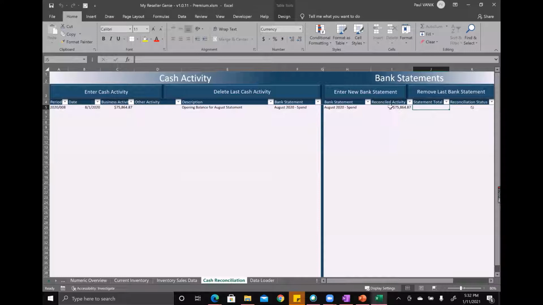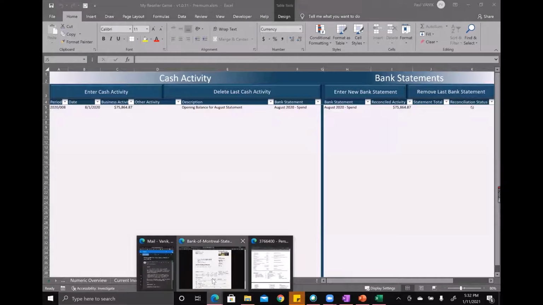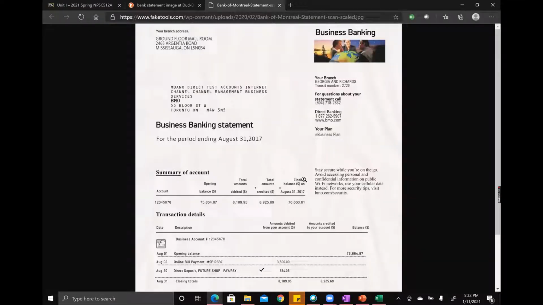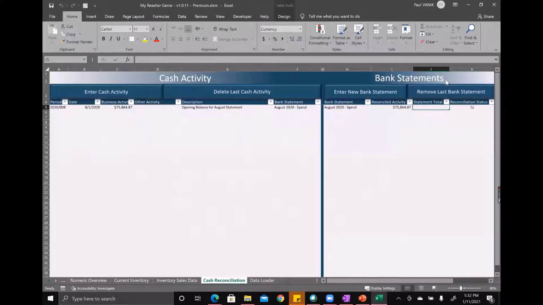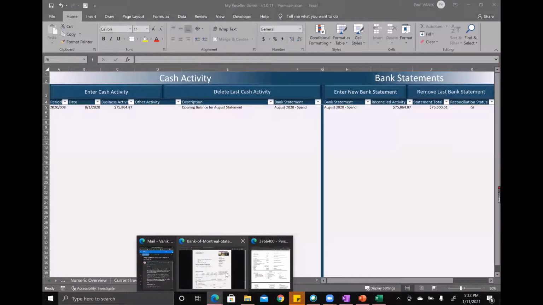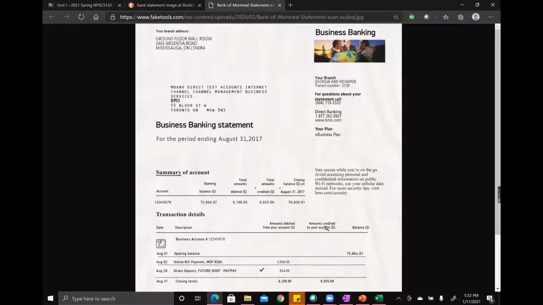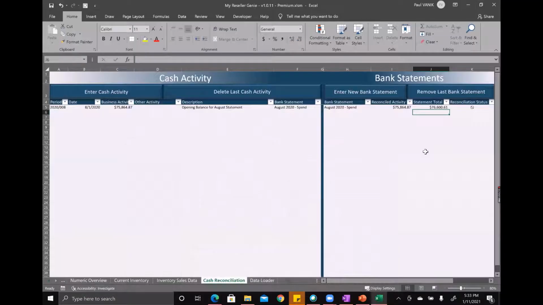We've got some activity here. I'll get to that in a second. Statement total. Where we're going to get that from is on the bank statement. Go to the closing balance. So $76,600.61. All right, so that's my statement total. Yep, that matches up. Okay.